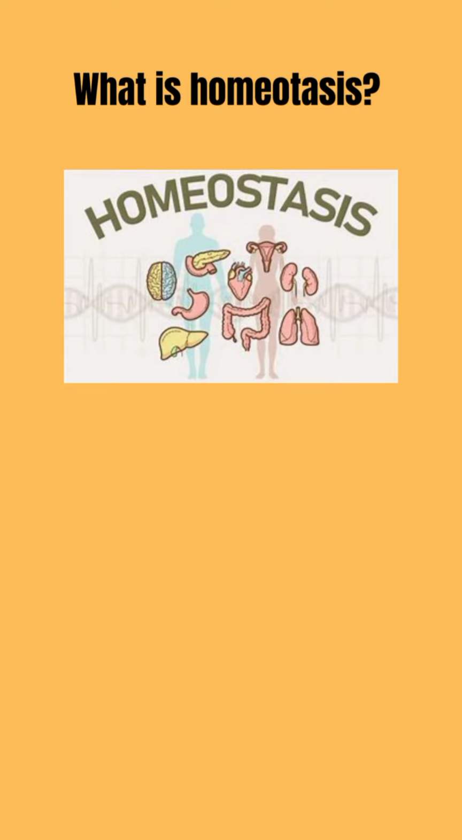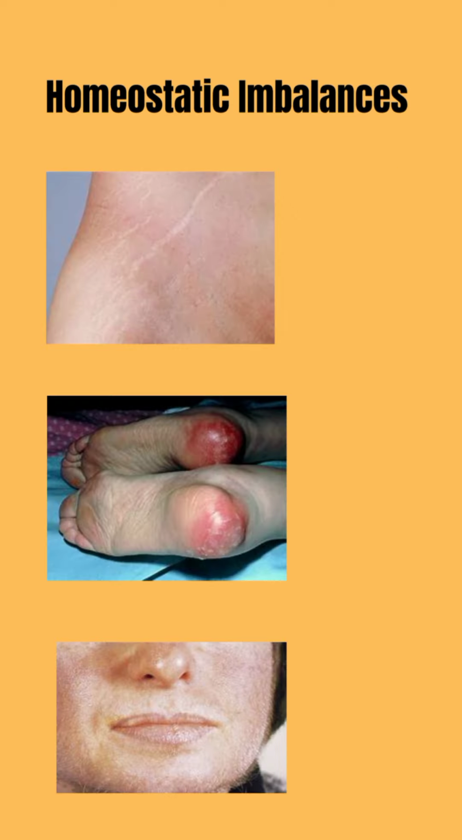For the last part of this video, let's first define what is homeostasis. It is maintaining a constant internal environment and involves maintaining stability in different body systems. When homeostasis is not maintained, the body cannot function properly and illness may occur. So, here are the illnesses that occur when there is homeostatic imbalance.